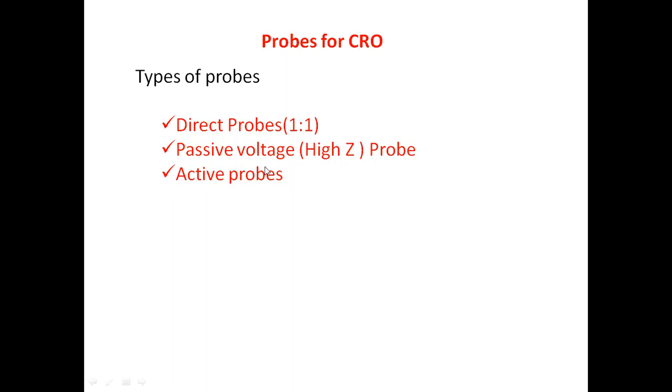In active probes we use active devices. Active devices are diodes, FETs, and BJTs. Whereas in passive voltage probes we use passive devices. Generally, passive devices are resistor, capacitor, and inductor. In this case we will use resistors and capacitors in the passive voltage probe, and in the direct probes we use only a resistor, so that we will see in the coming slides.